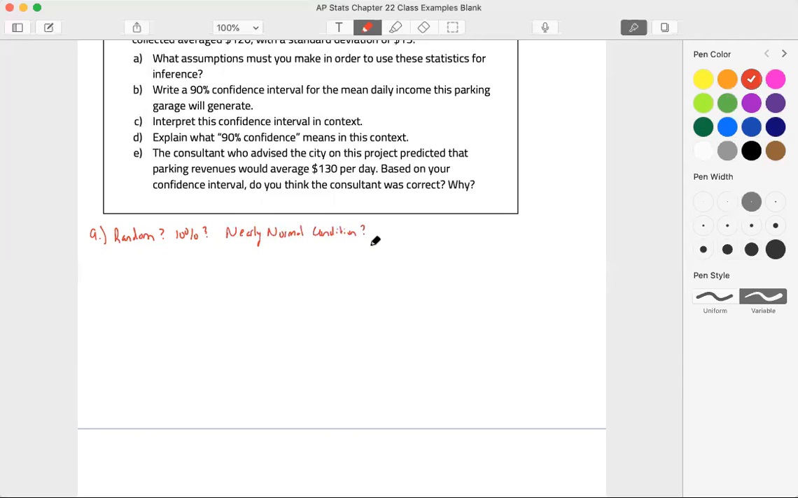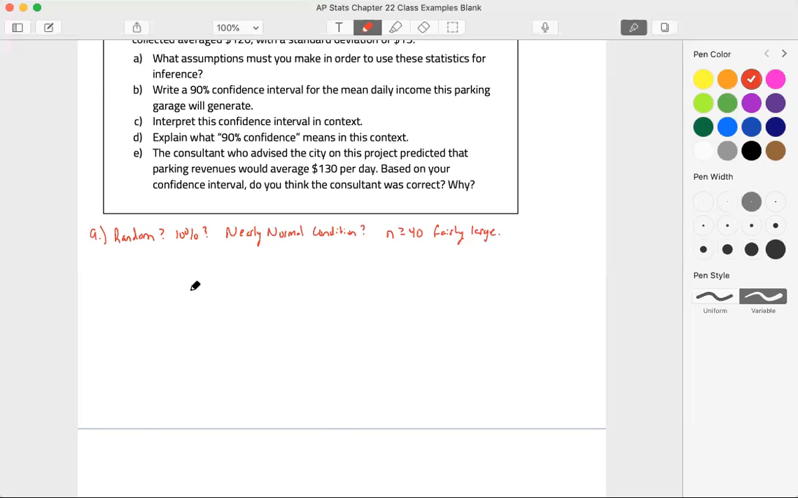Okay, so we don't have the actual data, so that means we can't graph it to see if our histogram is nearly normal. But since the sample of 44 weekdays is fairly large, it's okay to proceed. And what does that mean, fairly large? Well, our n is basically greater than or equal to 40, which means it's fairly large.